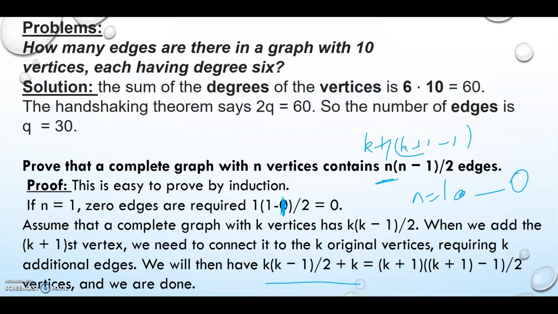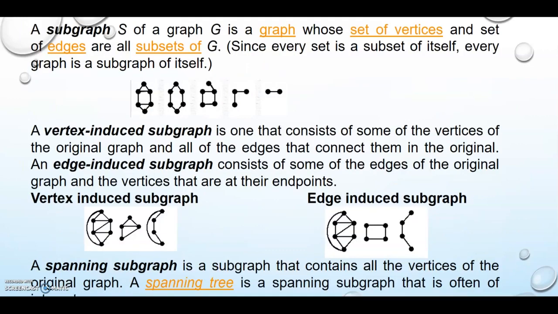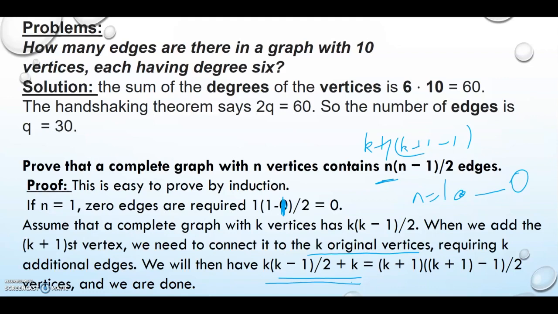So here we are representing k into k minus 1 by 2 plus k. How many vertices will we have? We are having one more vertex. We are adding k original vertices requiring k additional edges. So I write k into k minus 1 by 2 plus k on the left hand side. What is your n? n is equal to k plus 1. So k into k minus 1 by 2 plus k is also equal to n into n minus 1 by 2, replacing n with k plus 1: k plus 1 into k plus 1 minus 1 by 2. So we are done with this mathematical induction. We proved that the complete graph with n vertices contains only n into n minus 1 by 2 edges.